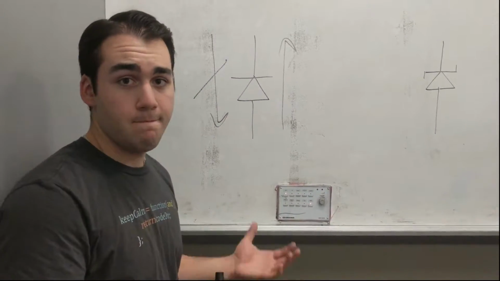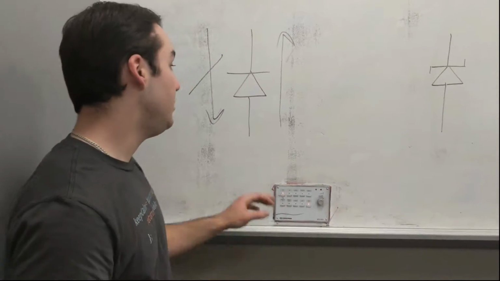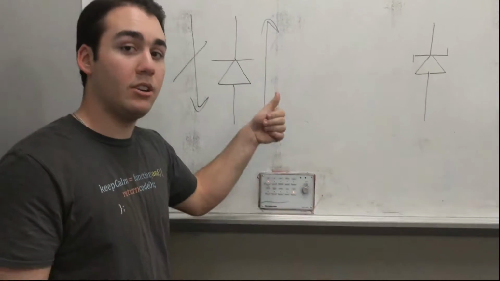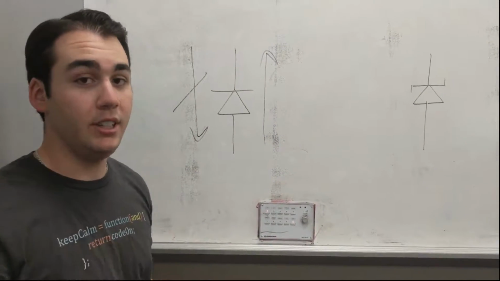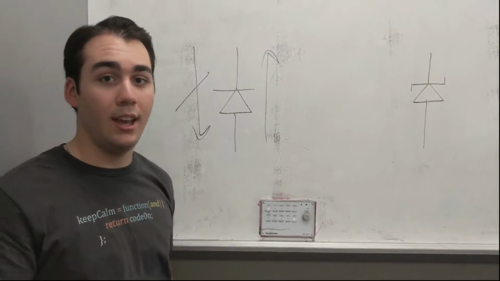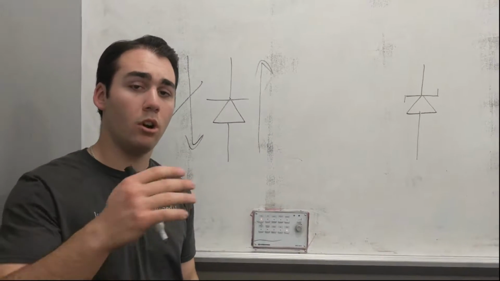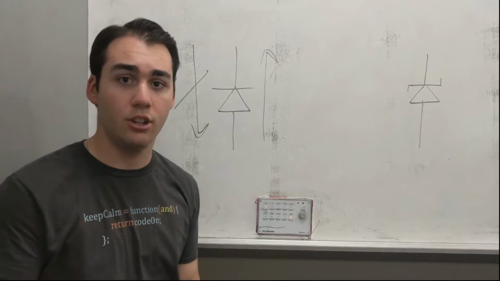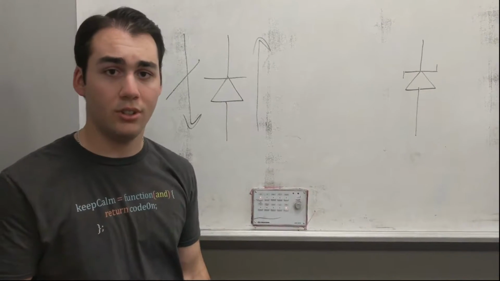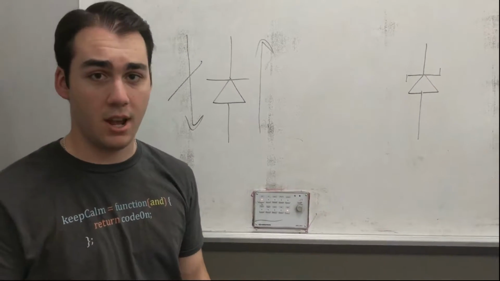In real life, this isn't necessarily what happens. There's always going to be some amount of resistance going in this direction, and there's always going to be a little bit of leakage going in this direction. And diodes also have a voltage called the breakdown voltage, where current will be allowed to flow the opposite direction. Most diodes, this destroys them, and the breakdown voltage tends to be pretty high.